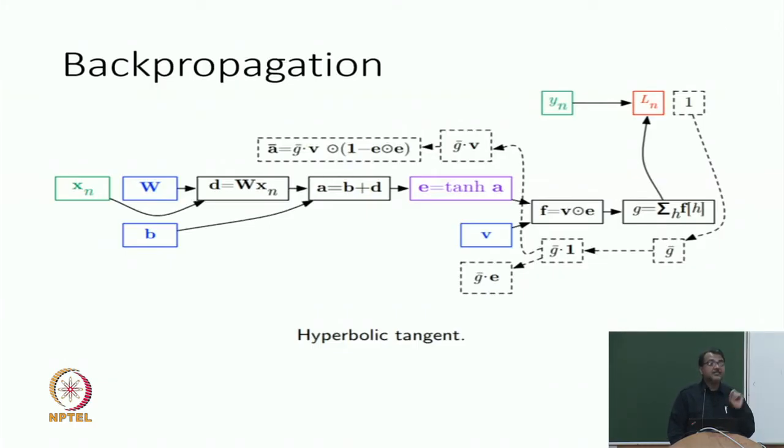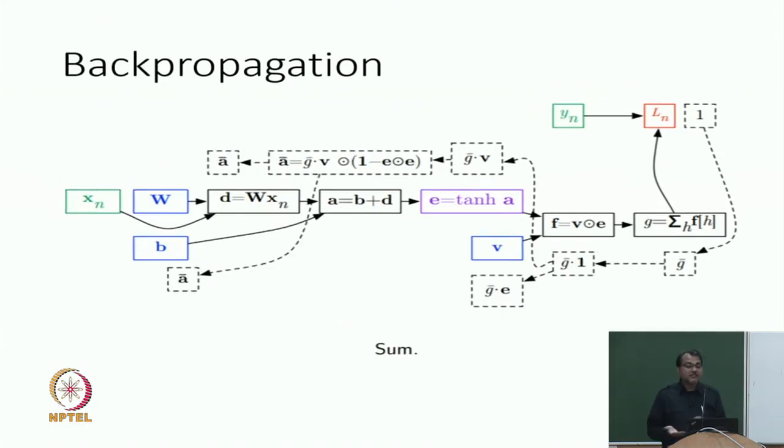So, derivative of loss with respect to D, that is D bar, and let's say that comes out to be A bar because A was equal to B plus D. So, derivative of D is same as derivative of A, right? I mean D bar is same as A bar, not derivative of D.